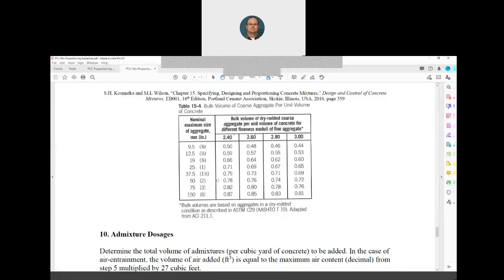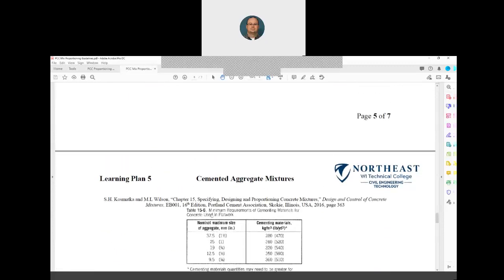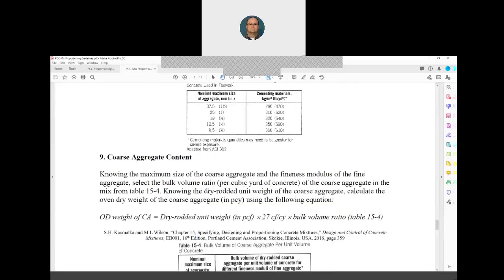topic. So we are in step 9, coarse aggregate content. Okay, so we know the cement content. Knowing the maximum size of coarse aggregate and the fineness modulus of the fine aggregate, what that number basically does is help us determine the proper ratio between coarse aggregate and fine aggregate so we get a very well-graded mix. All our voids are filled to make a nice well-graded mix so we have a good strong concrete.